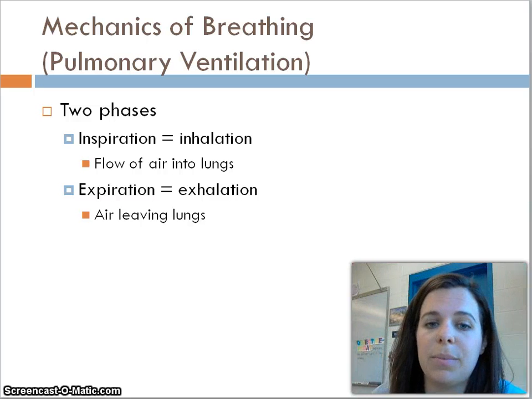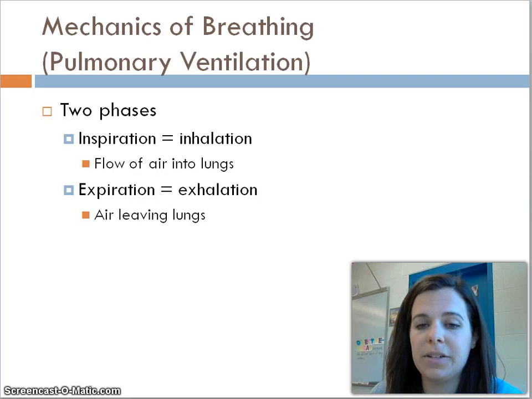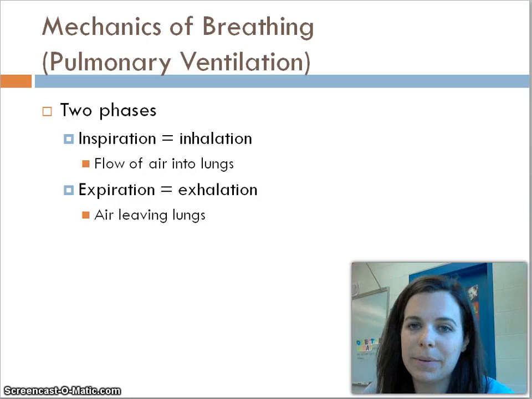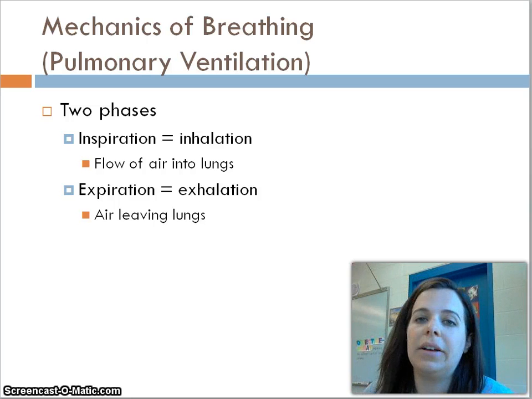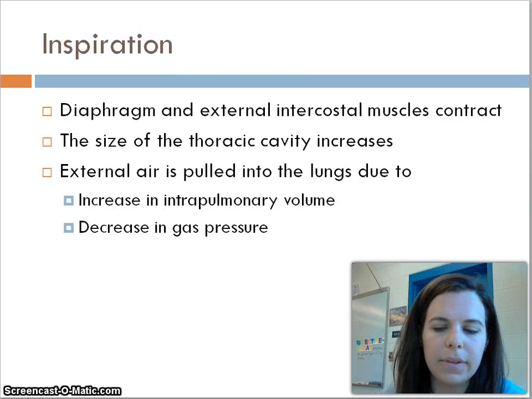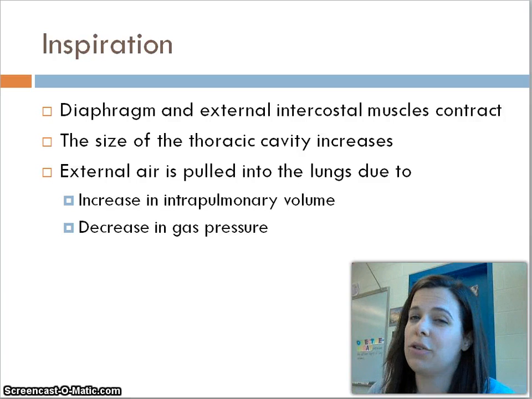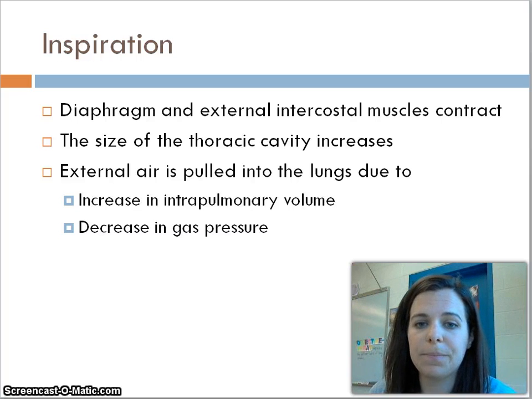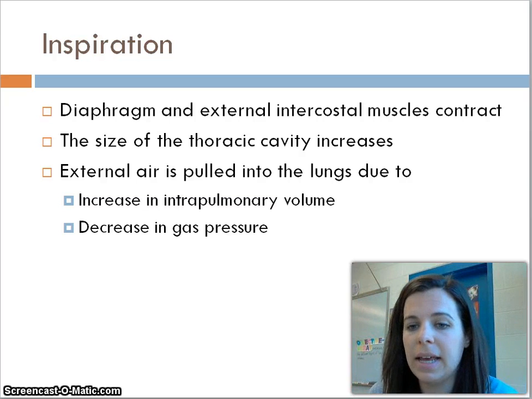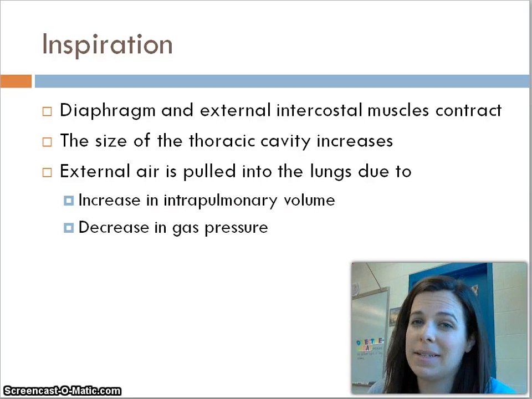So the pulmonary ventilation portion has two phases. You have inspiration or inhalation, which is air into the lungs, and expiration or exhalation, which is air leaving the lungs. So in and out. When you inspire or inhale, your diaphragm is actually going to contract, as well as your external intercostal muscles, or the muscles in between your ribs. This causes the size of the thoracic cavity to increase, and air is pulled into the lungs. This is due to the increase in volume as well as a decrease in pressure.